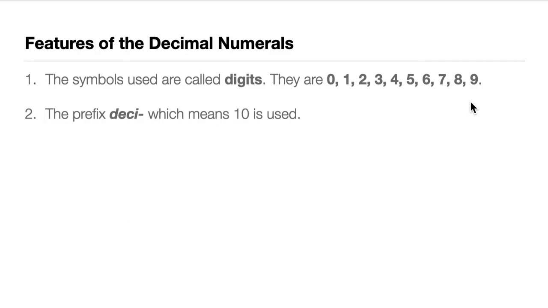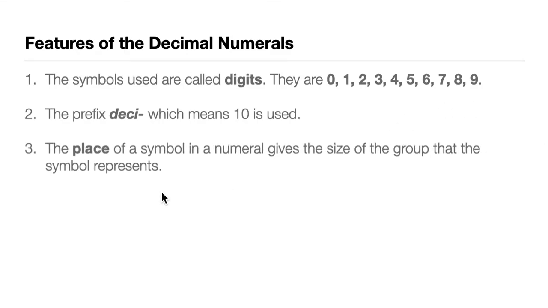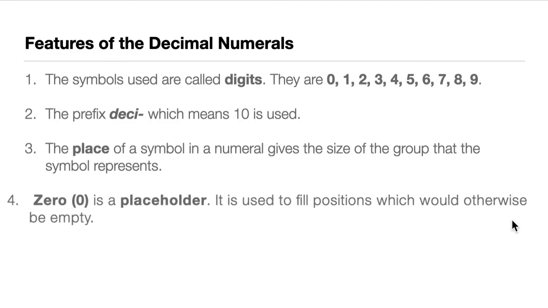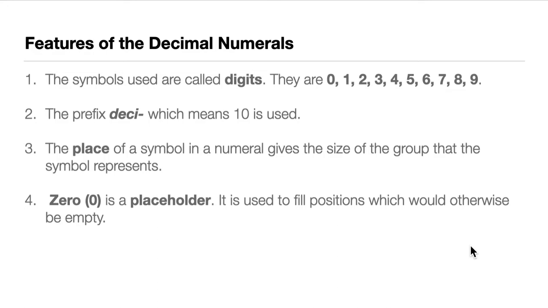For number 3, the place of a symbol in a numeral gives the size of the group that the symbol represents. We will be talking about the place value after this slide. The place value gives the magnitude or the size of that numeral. And of course, 0 is a placeholder, used to fill positions which are otherwise empty.